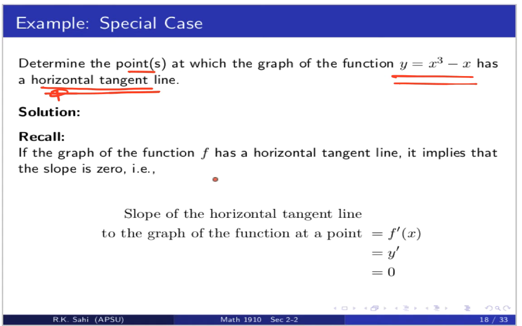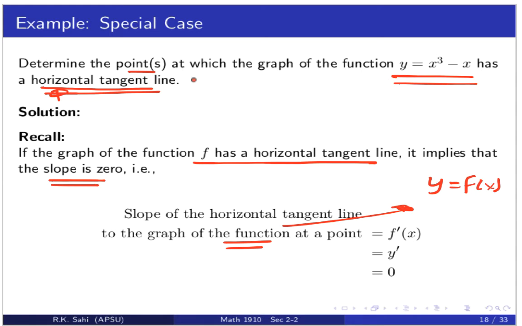So once again, what's the interpretation of the horizontal tangent line? If a graph of the function has a horizontal tangent line, that means the slope is 0. Notice, a horizontal line always has slope 0, right? Now, if that horizontal line is a tangent line, that means the slope is given by f prime of x. So the slope of the horizontal tangent line to the graph of the function at a point equals f prime of x equals, say, y prime equals 0. So basically I'm saying y equals f of x. I'm just writing down different ways you write your function here. So this is the function.